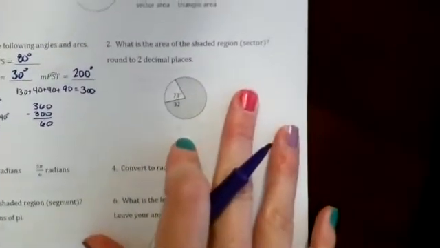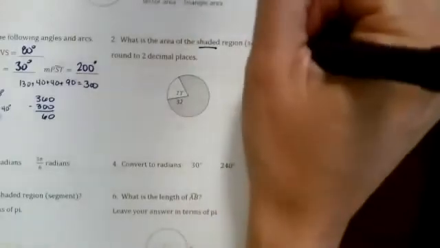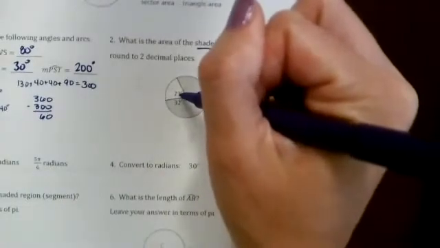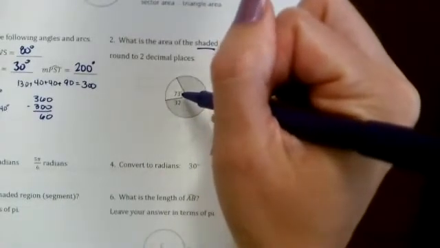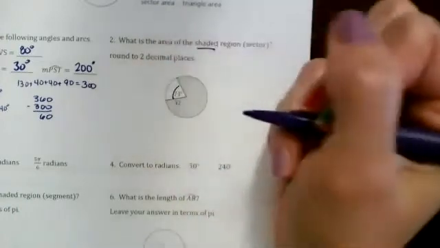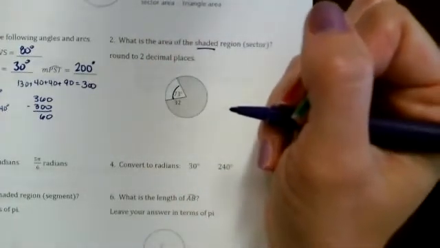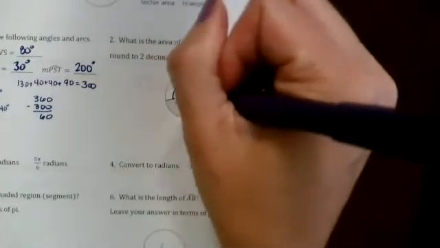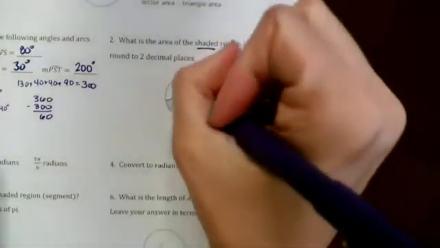All right, next it says, what is the area of the shaded region? And it says the sector. Round the answer to 2 decimal places. So this is marked with 73 degrees. That 73 degrees is from here to here. That's not the shaded part. I need the shaded part. So I need to know how many degrees it is over here. So in order to do that, I'm going to take the 73 away from the 360 because every circle is 360 degrees. So I get it's 287 degrees.